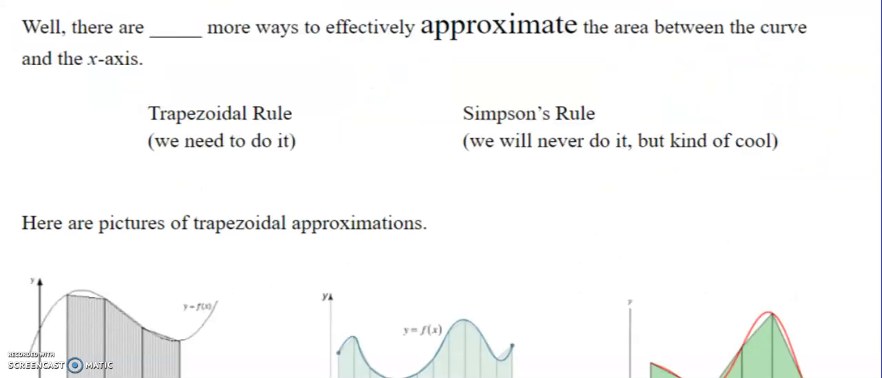All right, well, there are 2 more ways to effectively approximate. Remember, we're not finding the exact area. We use the fundamental theorem of calculus for that. But to approximate the area when we only have certain data sets, we can use the trapezoid rule, which is what we still need to do today. And then Simpson's rule actually uses little parabolas. Okay, we're not going to do that in our Calc 1 class, but it is kind of cool. So if you want to look it up online, you can do that.